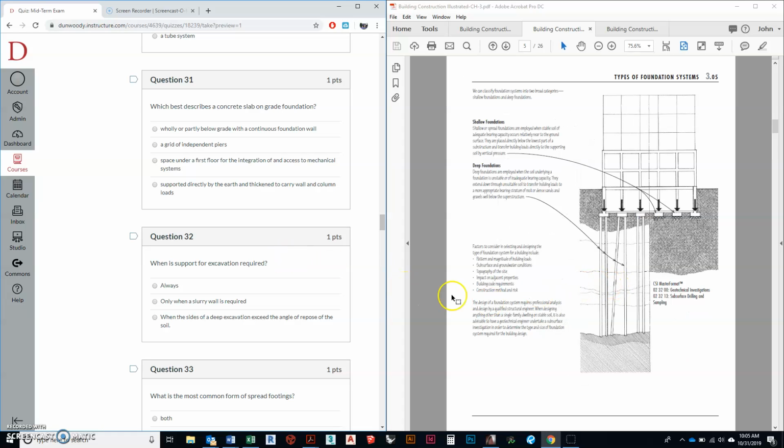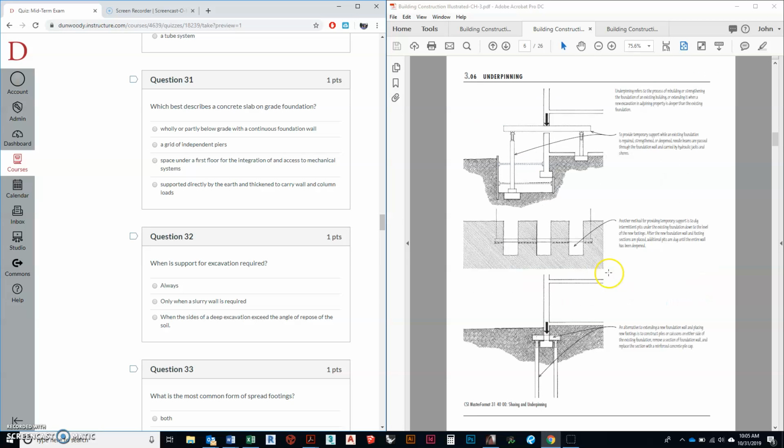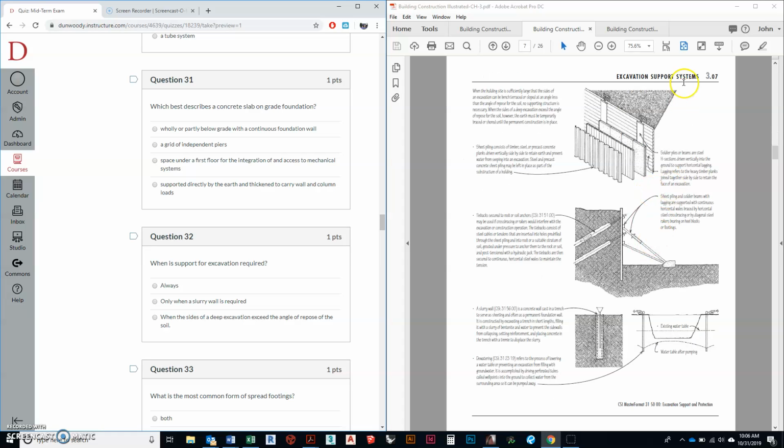When is support for excavation required? So we can kind of go into this section, which is underpinning. Underpinning refers to the process of rebuilding or strengthening the foundation of existing buildings or extending it when new excavation is deeper than the other. That's some of that underpinning.